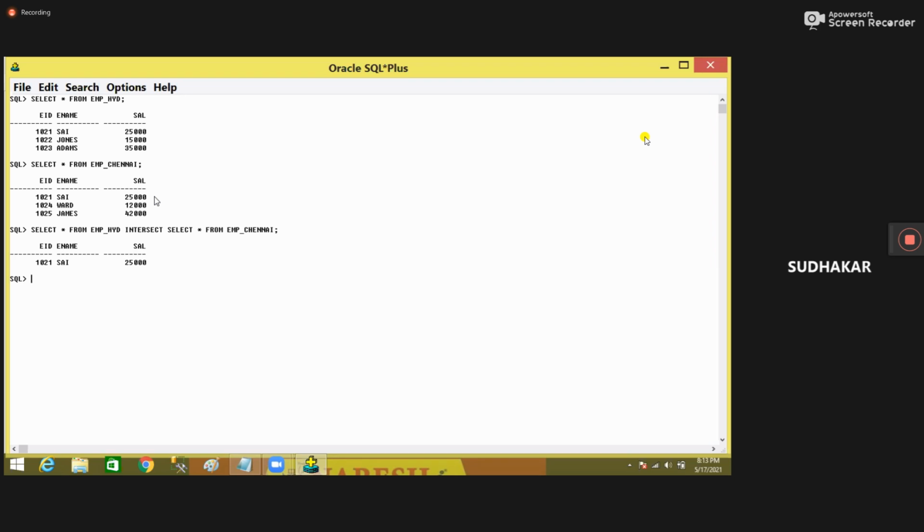If I'm using it now, see, it is returning a value, because now we have one common row of data. That's why it is going to be matching, and the matching data is going to be displayed. So this is what we call the intersect operator, guys.